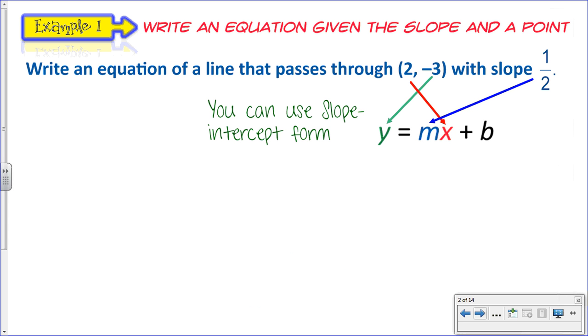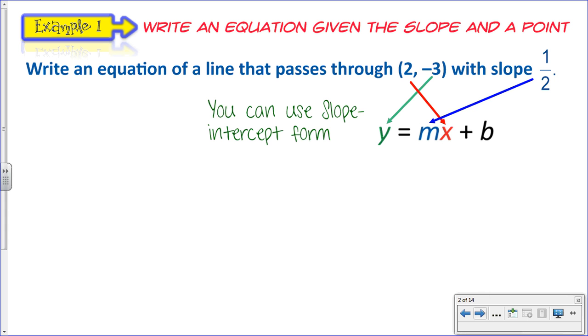Okay, example 1, write an equation given slope and a point. Up to this point, on 4-1, you were given a graph, right? And you could write an equation from the graph. You just had to look for things to plug into your equation. Here are two scenarios we're going to go over today where you're not going to be given a graph. They're going to give you the information, and then you have to plug it in or make it an equation. So we want to write an equation of a line that passes through (2, -3) with a slope of 1/2. Real simple. You can use the slope-intercept form to start with, and then plug all this information in.